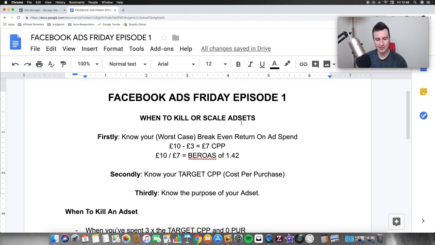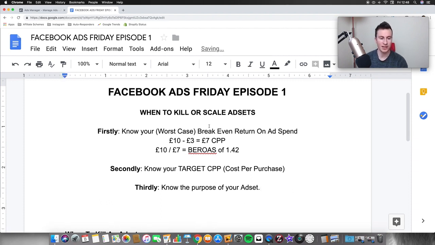Before we actually get into the numbers and the thick of it, there's a couple of things we need to know before we get started. So firstly, you need to know your worst case break-even return on ad spend. What that means is when you're running your ads, Facebook will give you a ROAS, and you need to know what that number is in order for you to make a profit. If you don't know what that number is, then essentially you're fishing in the dark. How are you going to know if you're making money or not?